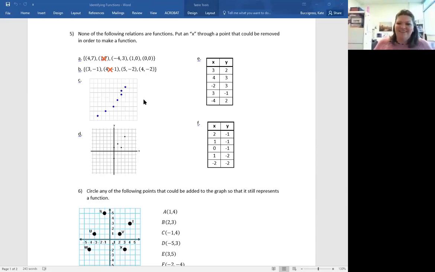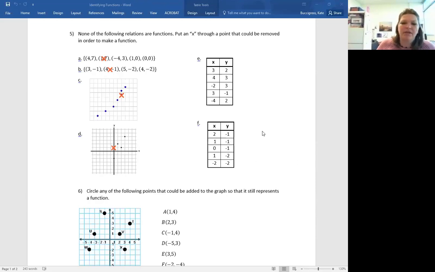Either one. Okay. Take a look at C. Do you see the problem points? The second one on the right. Yeah, those little stacked guys. And so we could cross off either one. I'll cross off that one. Okay, cool. Take a look at graph D. Do you see the problem points? In the middle. Absolutely. And again, you could cross off either one. It doesn't matter. Okay, cool.